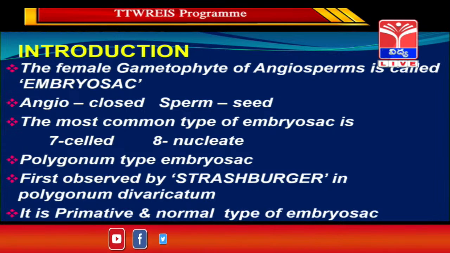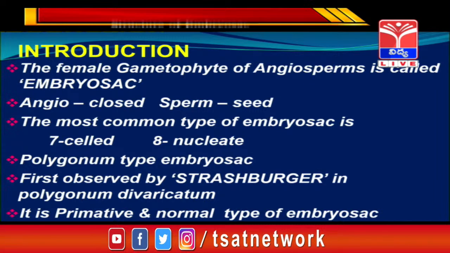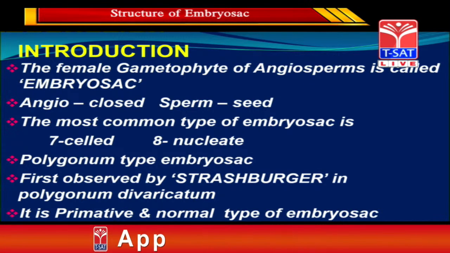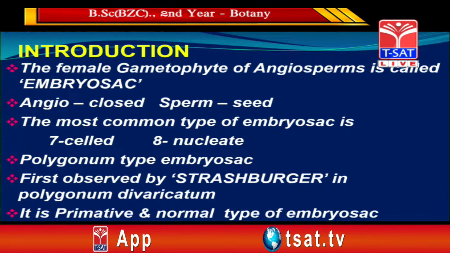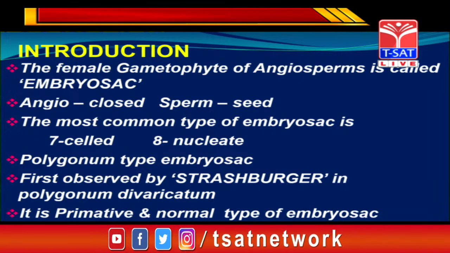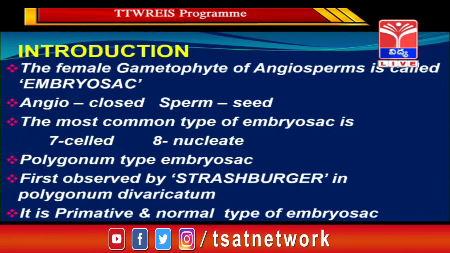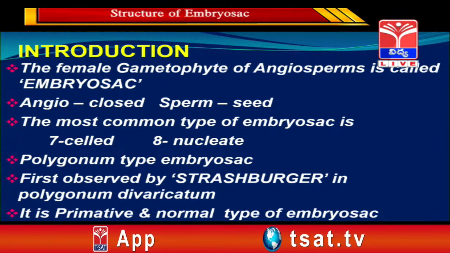And next, why is it called an 8-nucleated structure? Because as we see in the diagram of embryo sac, the upper part, the micropylar end, has 3 nuclei, and the lower part, the chalazal end, has 3 nuclei, and the middle of the embryo sac has 2 nuclei. 3 plus 2 plus 3, we get 8 nuclei. So it is called 8-nucleated structure. The embryo sac is a 7-celled and 8-nucleated structure. And the most common type of embryo sac is the polygonum type.